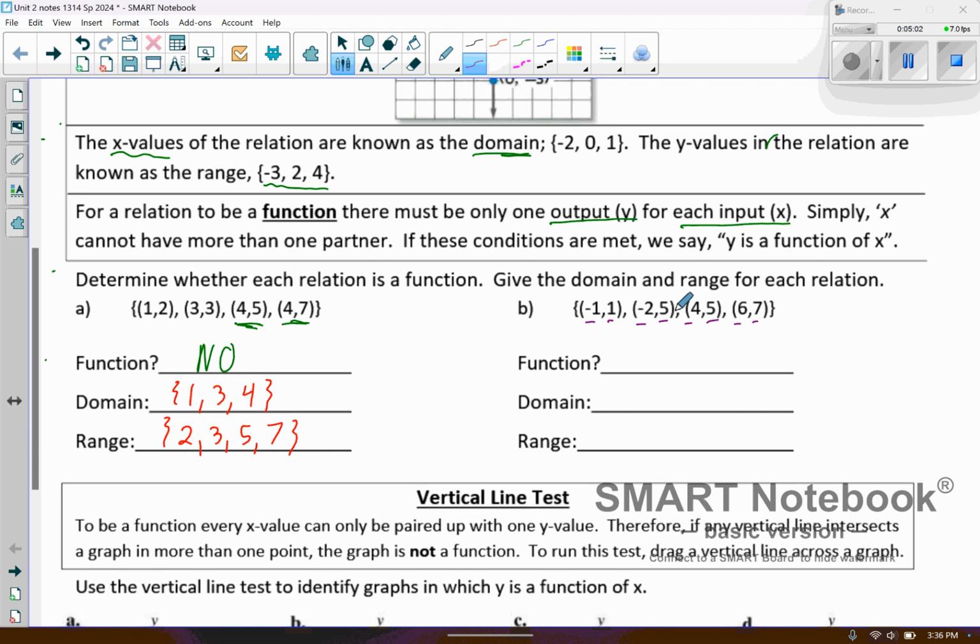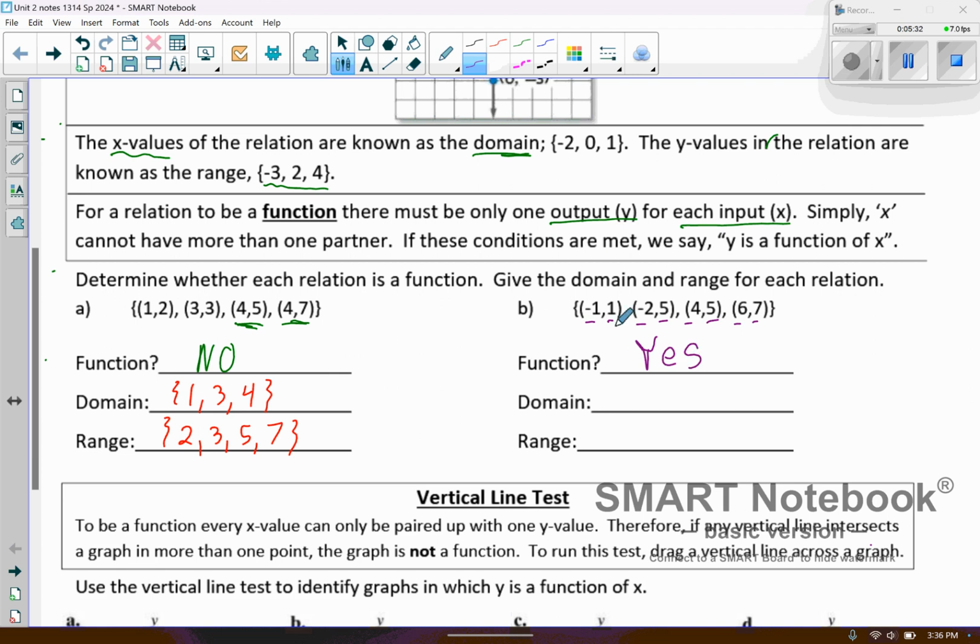Look, the 5 repeated, just like over here, the 4 repeated. Well, it's okay for the y value to repeat. The x value just cannot repeat. So that's another key way of finding this: if your x value repeats, you know you're not dealing with a function. But if you look here, each x value is unique, and so I'm okay. So this is a function, so yes.